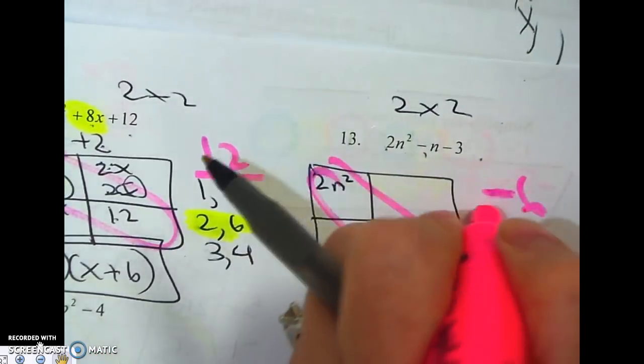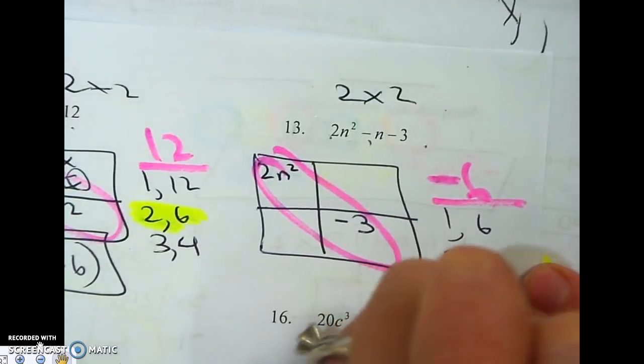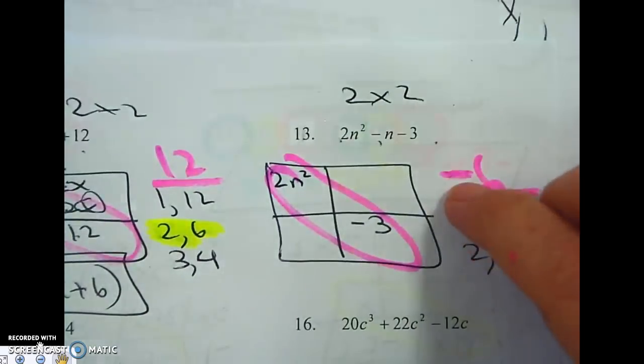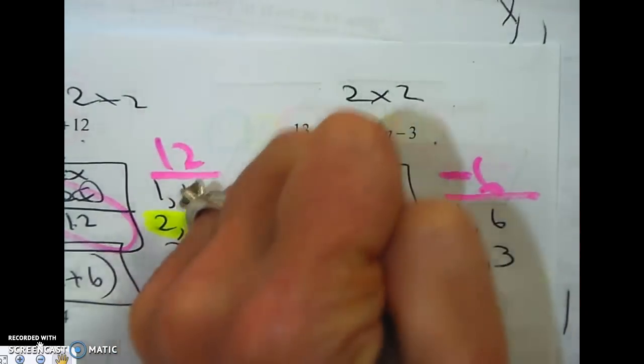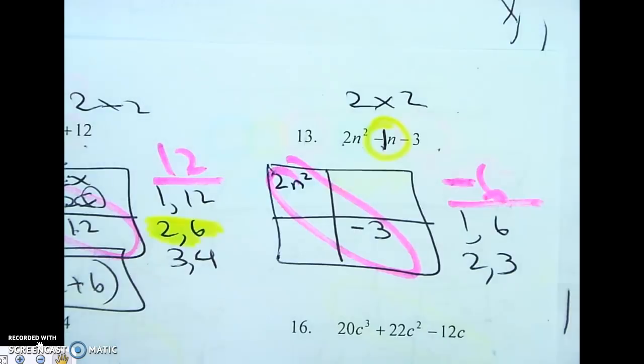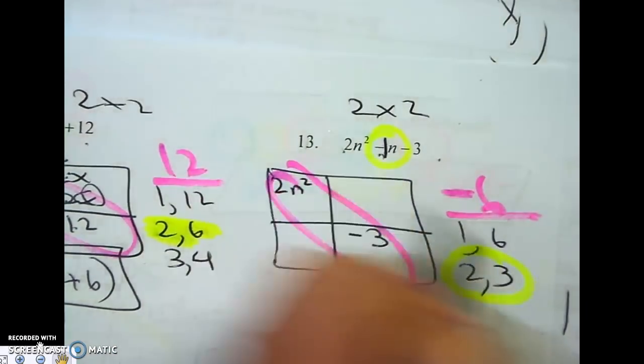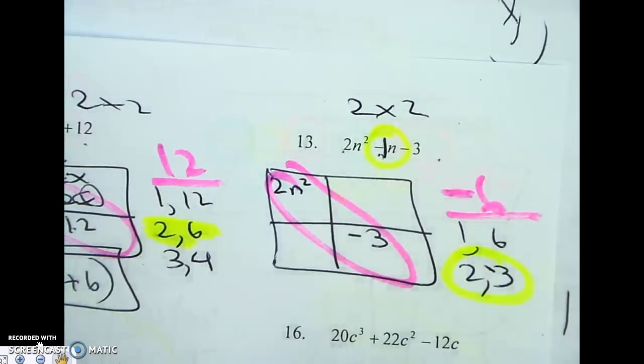Multiply. The ways to get 6 are 1 and 6 and 2 and 3. Now, since this is minus, that means I have to subtract them to get that negative 1. Let's just subtract to get 1. So 3 minus 2 is 1. But since this is negative, the bigger guy is negative. Okay?